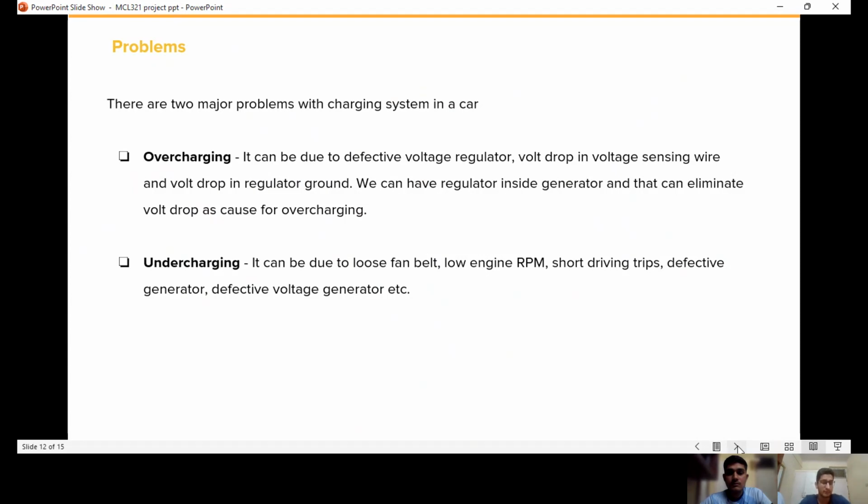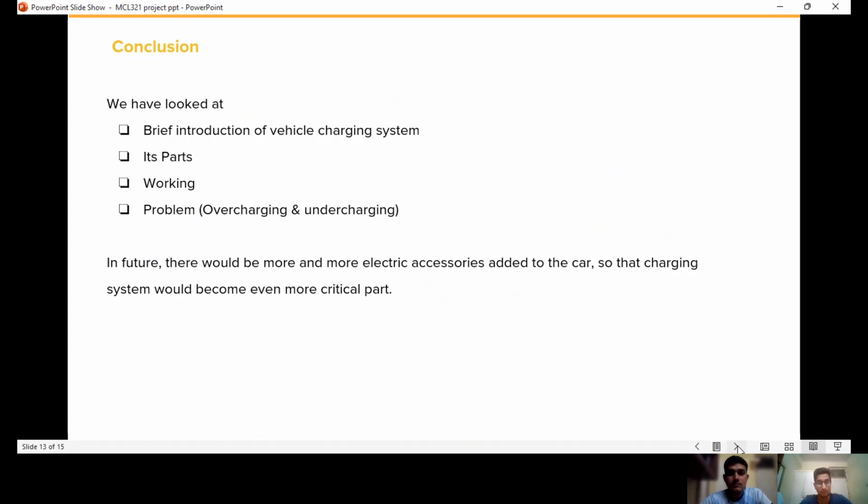The second kind of problem we encounter is undercharging, where the battery is not able to fully charge. When this condition happens, we may experience the vehicle not starting on the first turn of the key. This can be due to a loose fan belt, low engine RPM, slow driving trips, etc.